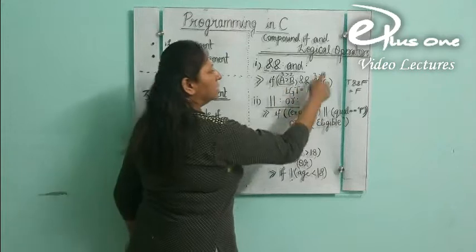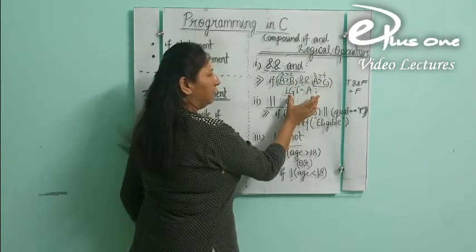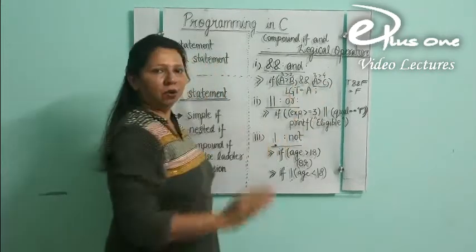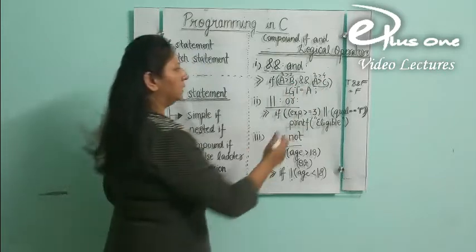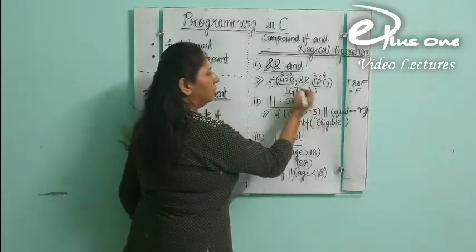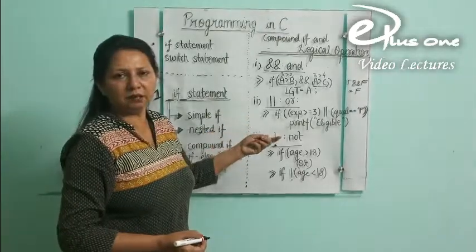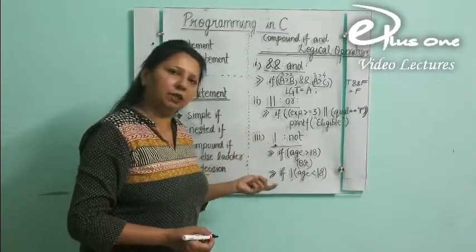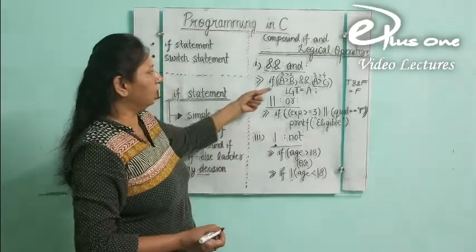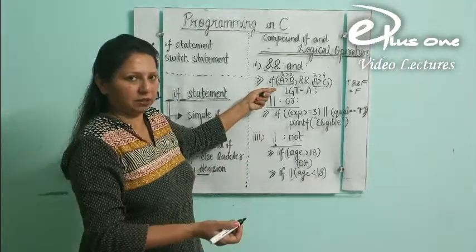So if this condition becomes false, definitely this part will not be executed. That means LGT will not become equal to A, right? So if you have any else part, then you can write the else part. Otherwise, you can start with the next if statement also. We are going to write this complete program next time.